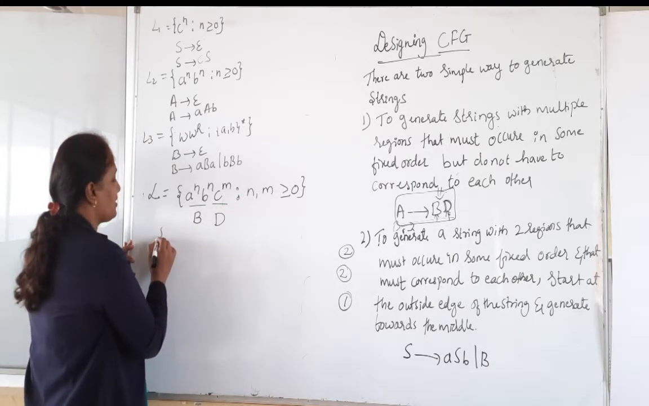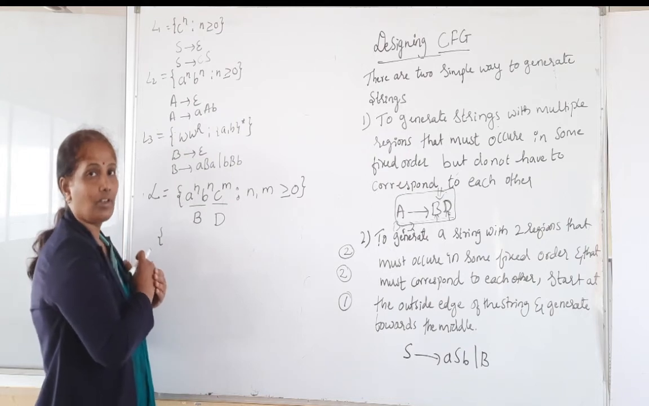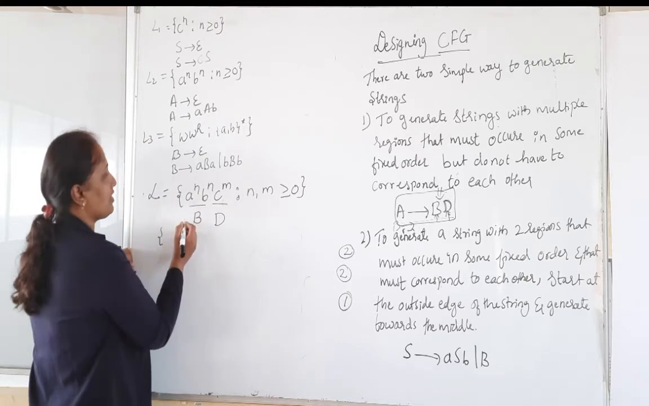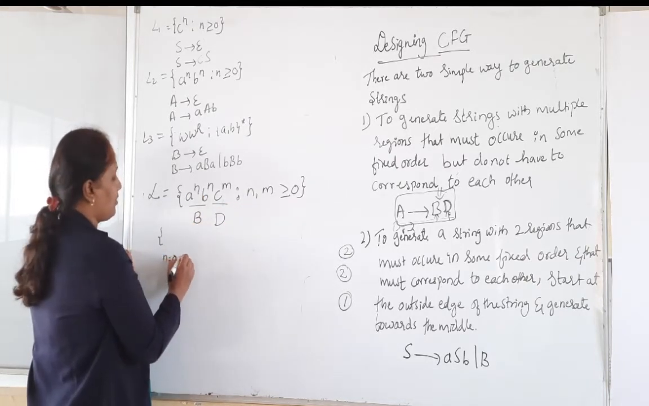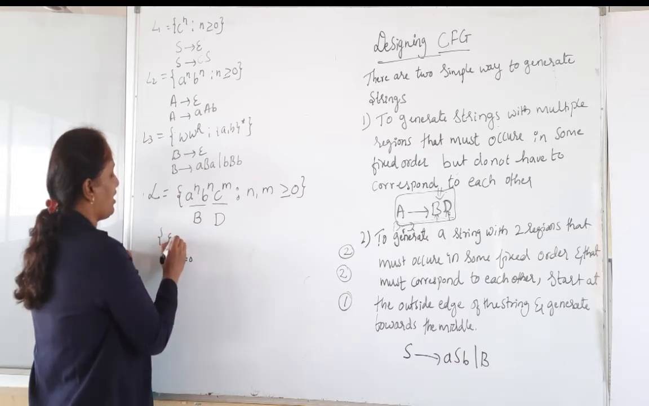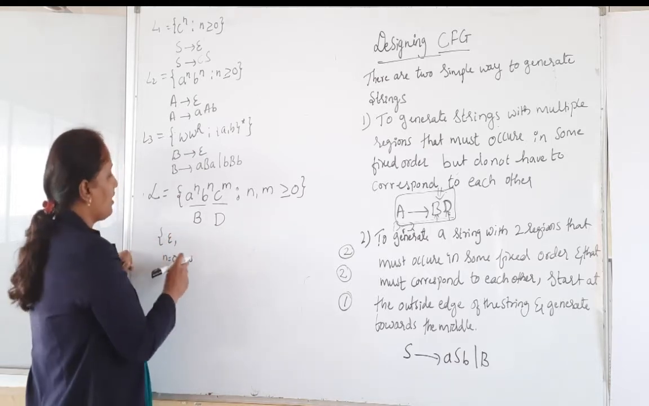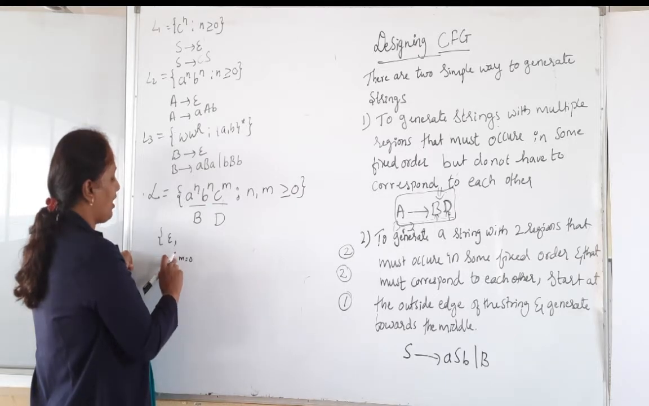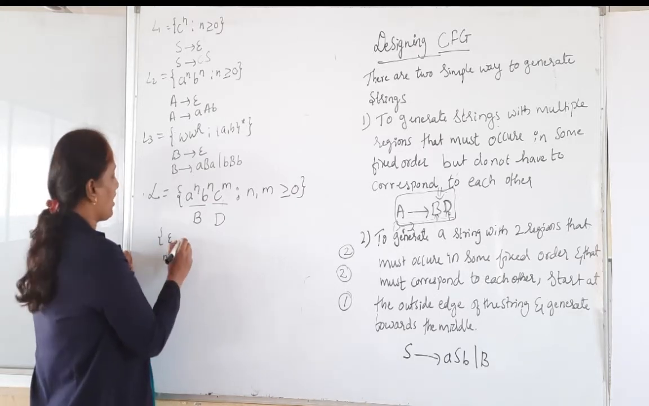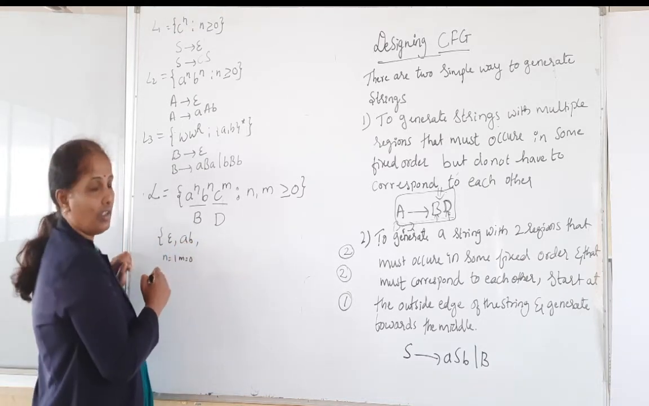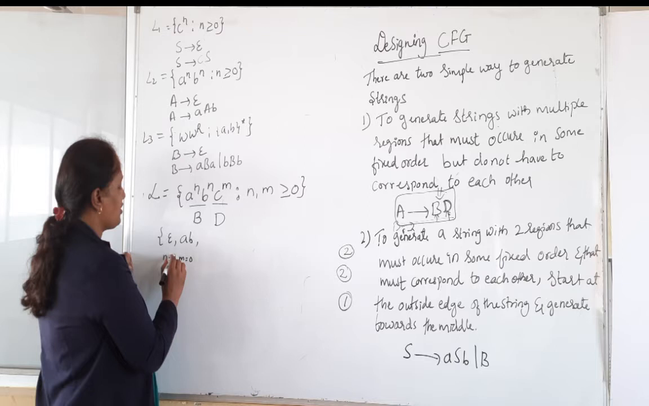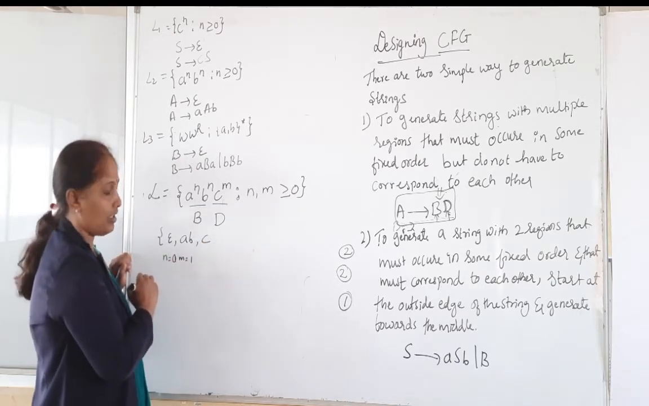The next step is I am going to write the valid strings which belong to the language. So what are the valid strings here? If I take n equal to 0 and m equal to 0, what do I get? I get epsilon here. Next, if I take n equal to 1 and m equal to 0, I get ab only. Next, if I take n equal to 0 and m equal to 1, I get only c here.